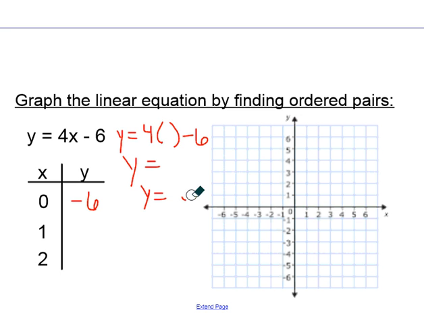And if they do line up, then I can be relatively sure that I've done it correctly. So let's start by replacing the x with our first point, which is 0. And we'll do our math. So y equals 0 minus 6. Y equals negative 6. So I'm going to put negative 6 in here. So when x equals 0, y equals negative 6.